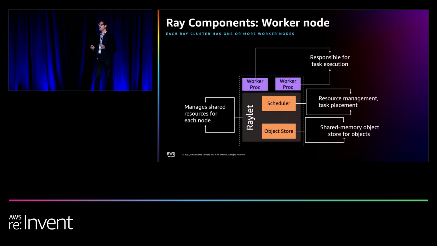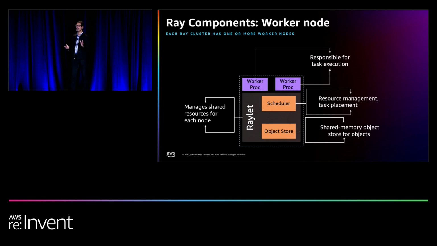The Ray worker is all about task processing. It essentially just executes tasks. It has a shared memory object store, which is used for sharing objects between tasks running on the same worker node. It also has a local scheduler, and the local scheduler decides whether to execute the task locally or on a remote node.